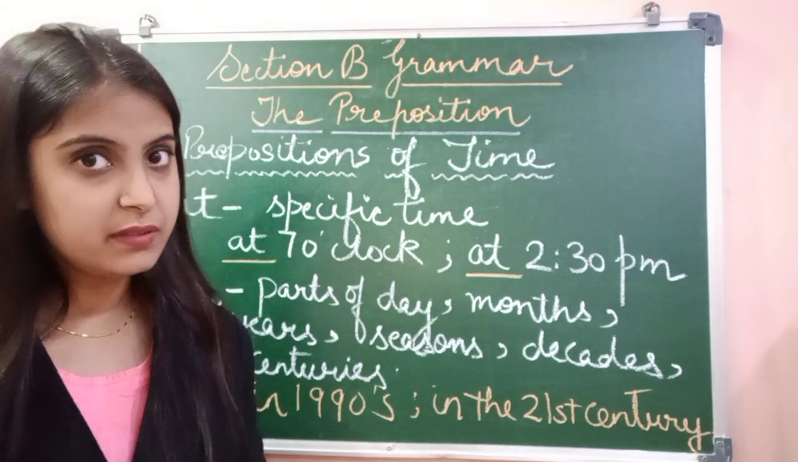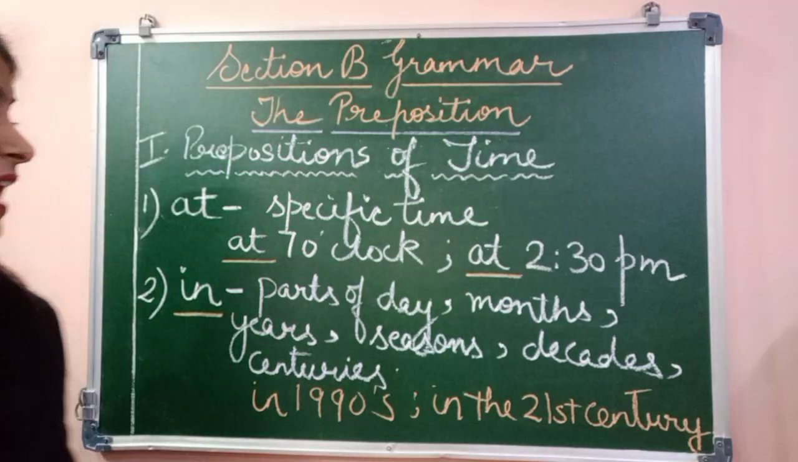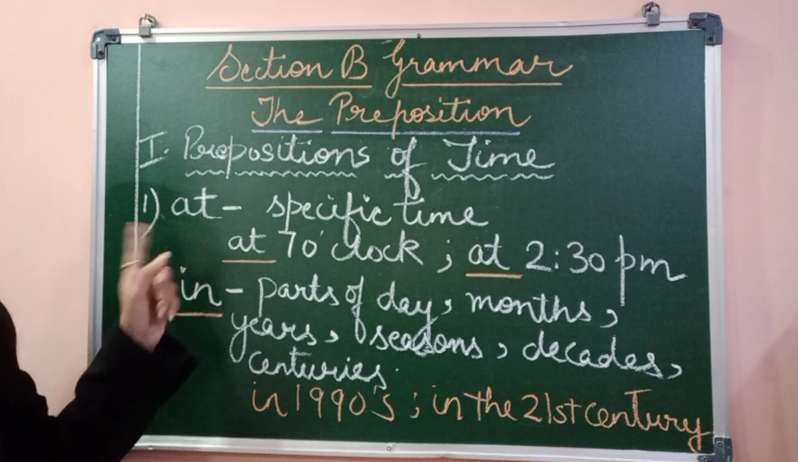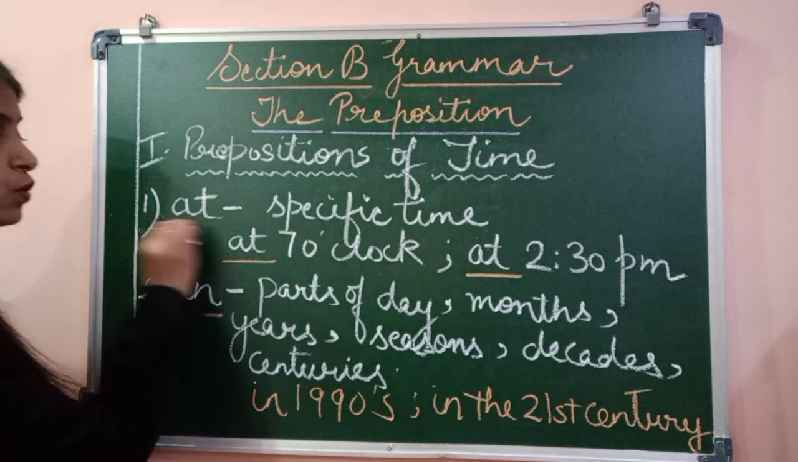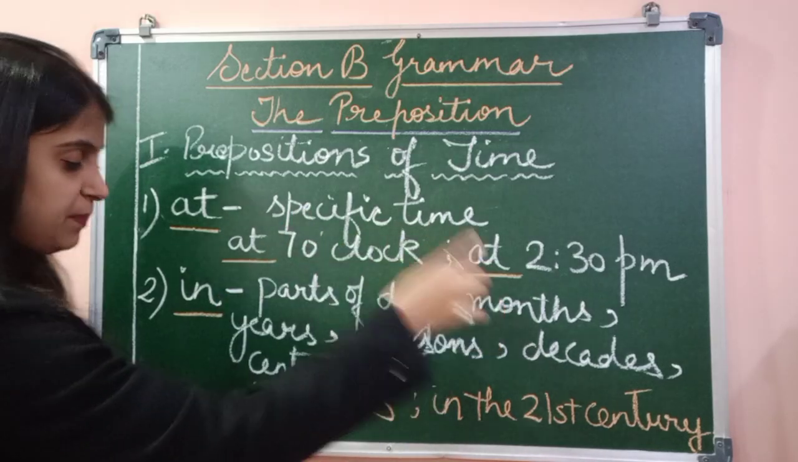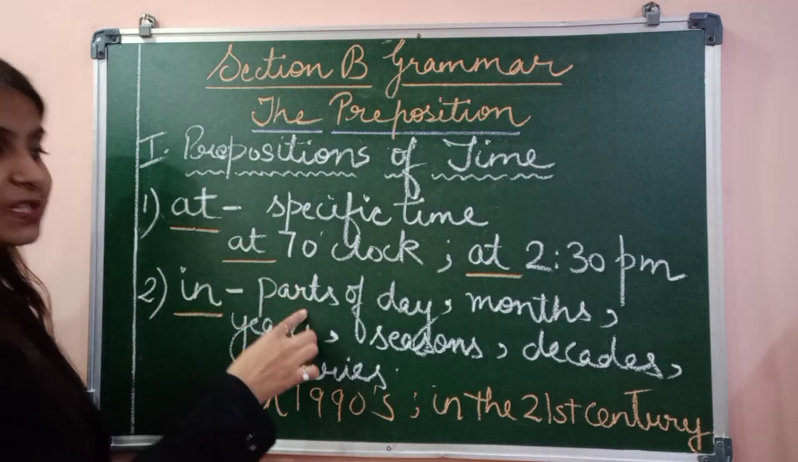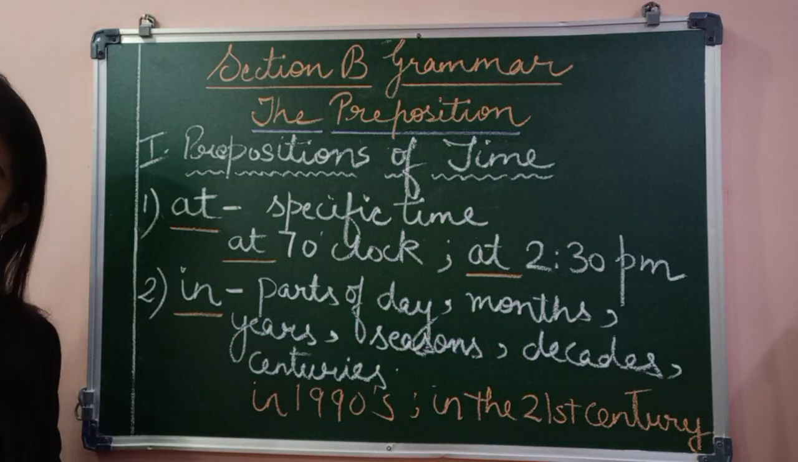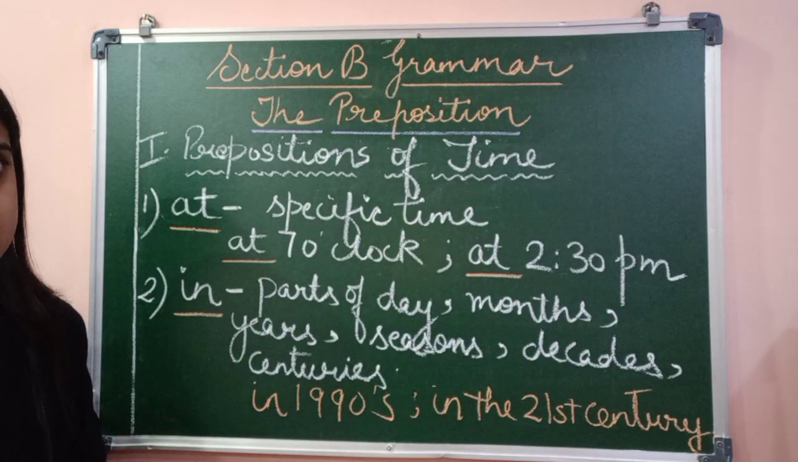I hope, children, it is clear to you. So far we have learnt about two prepositions of time, that is at and in. At is used for specific time, at 7 o'clock, at 2:30 p.m. In is used with parts of the day, months, years, seasons, decades and centuries. So I hope you will keep that in mind.